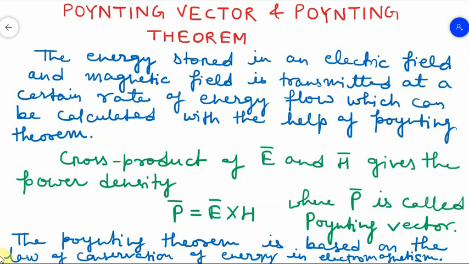Now we will see the statement. We will try to understand the statement and then we will do the derivation. So how can the Poynting theorem be stated? Let's see the statement of the Poynting vector theorem.